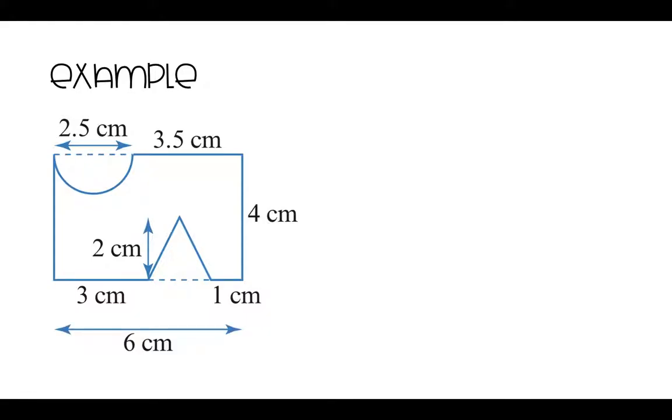So we know that this section here is 6 centimetres because it's 2.5 plus 3.5. Which means that this one here, this bit here, is 2 centimetres as the base of our triangle. We're going to label this A1, A2 and A3. Again, A1 equals length times width, which means that A1 is 4 times 6, which gives us a total area of 24 centimetres squared.